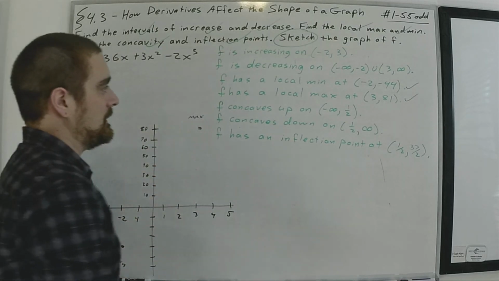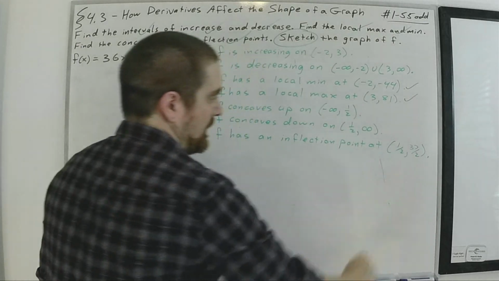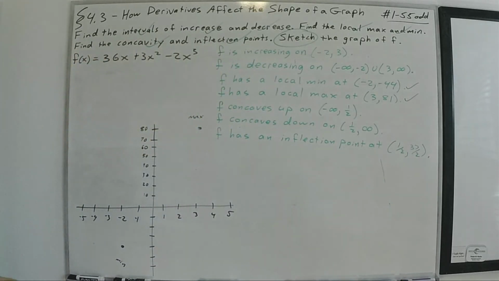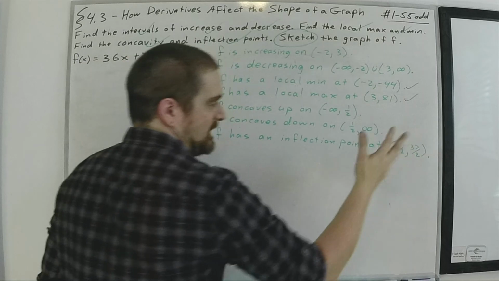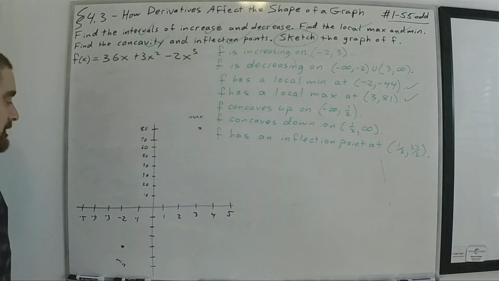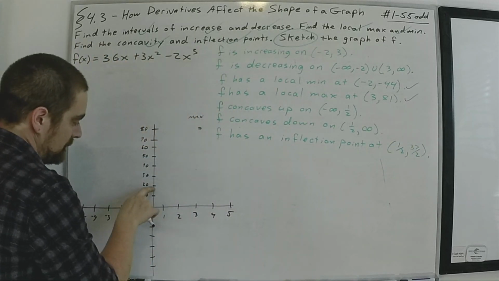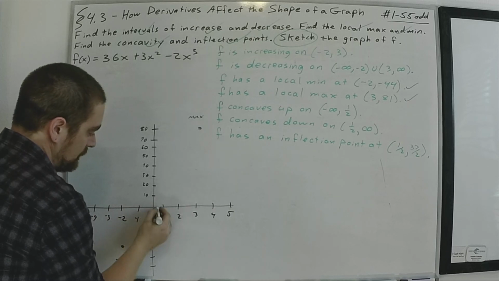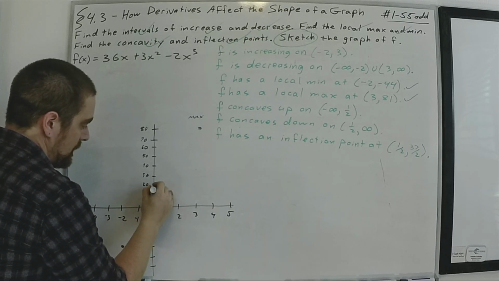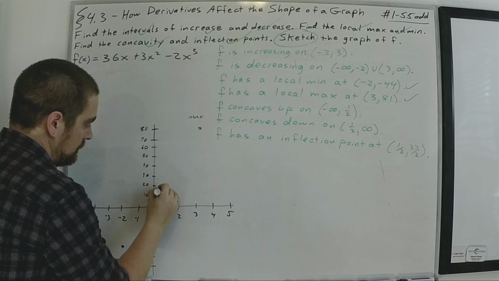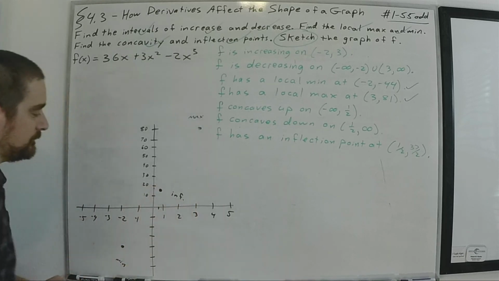But before I get to that, I know I have to change inflection at 1/2, comma 37 halves. 37 halves is 18 and a half. So it's going to be roughly around here. Here's half. Roughly right about here is 18 and a half. So there's my inflection.